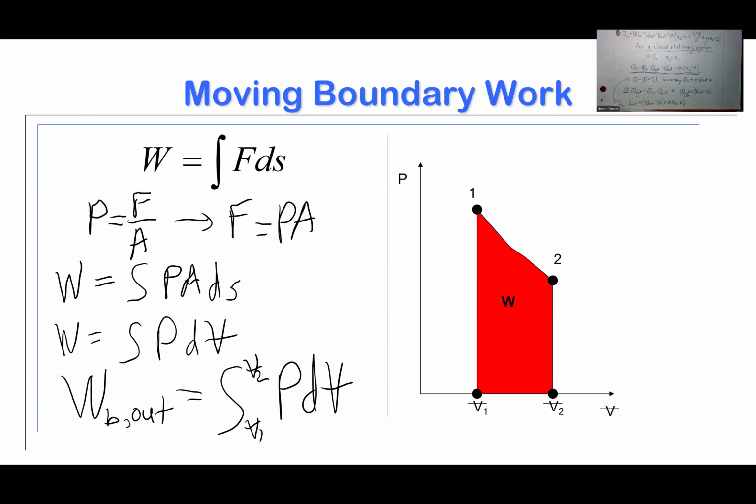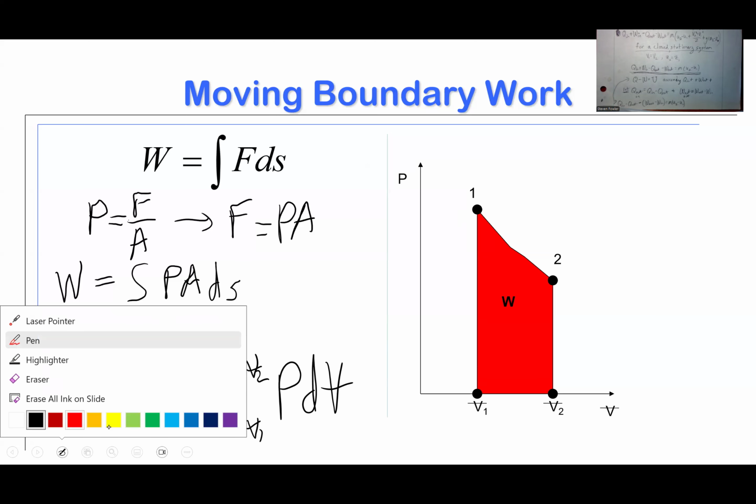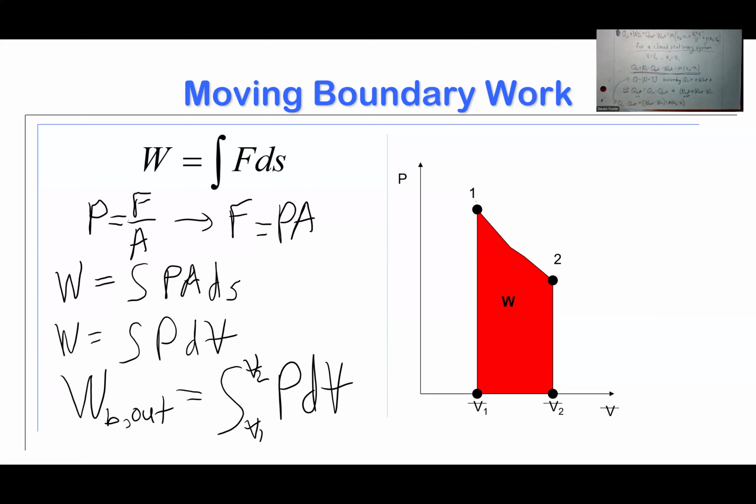If I've got, let's do a different color here, maybe some kind of a green, if I've got a path that goes up here and comes down, notice that the work done now must include this area up here. That's a different area than what you see from here to here. And if I had a straight line, that's even a little bit different work, not a whole lot different than the red area you see here.